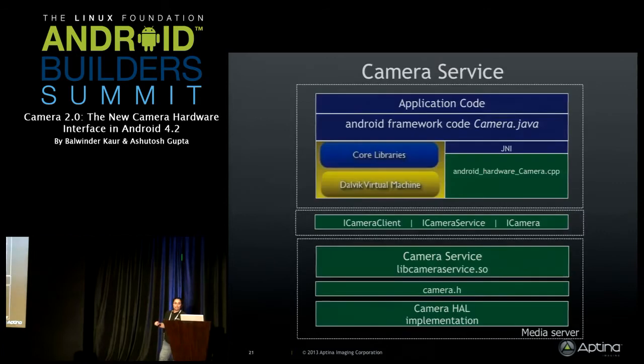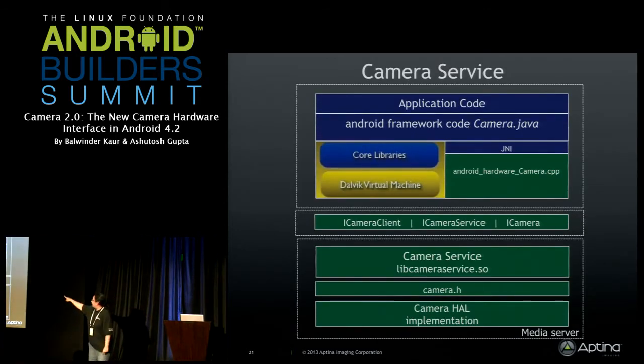So now moving on to camera service. Everything in the middle are the IBinder interfaces. The camera service is the libcameraservice.so. Camera.h is the hardware interface, which whoever's providing the camera HAL will implement. Now this changes with 4.2.